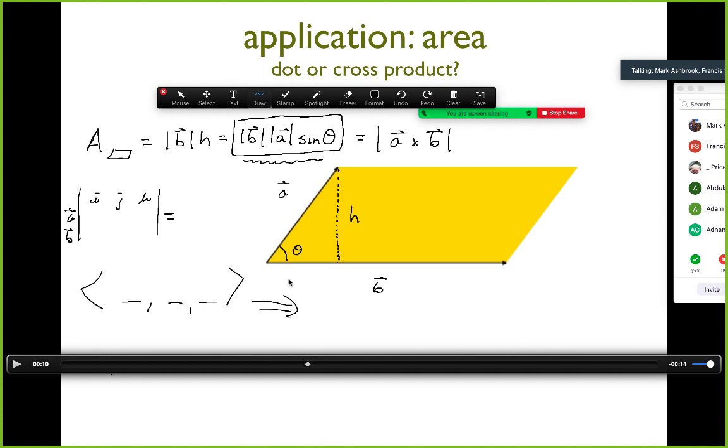If you find its magnitude, you never had to find the angle. So the magnitude of the cross product ends up being the area of the distinct parallelogram formed by the two vectors when they're tail to tail. And that's pretty cool. It came right out when we used our base times height.